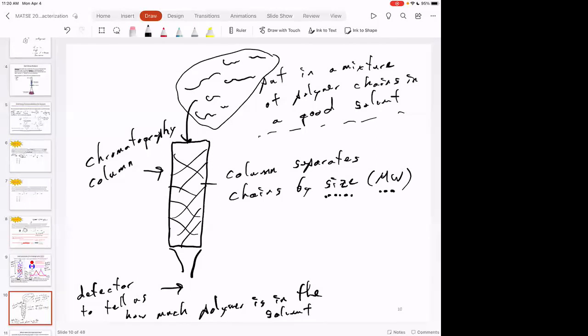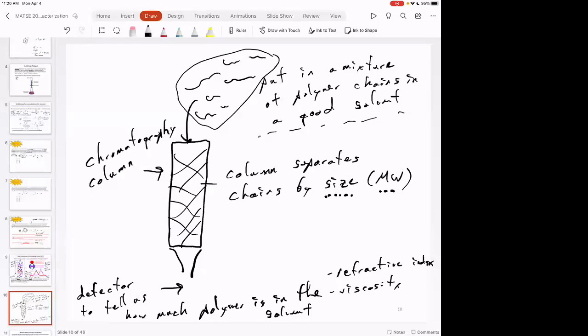And then the key part of this is the detector tells us when polymer is coming out. So the detector is usually refractive index. So this could be refractive index or viscosity. It turns out that these are very sensitive measurements for when there's a little bit of solute or a little bit of polymer in solution. There are other types of detectors as well, but these are the big ones.